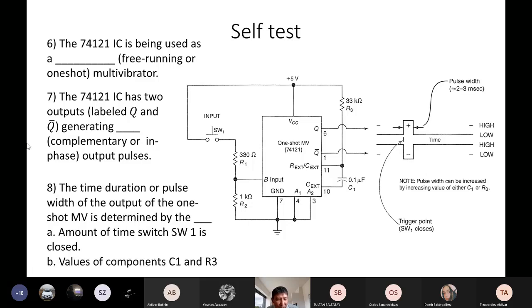Okay. The time duration or pulse width of the output of the one-shot multivibrator is determined by the amount of time the switch is closed, or by the values of components C1 and R3. So how can we change the duration of the impulse? By the values of components C1 and R3. Yes, C1, where is C1? This one, the capacitor, and R3, this one. Okay.